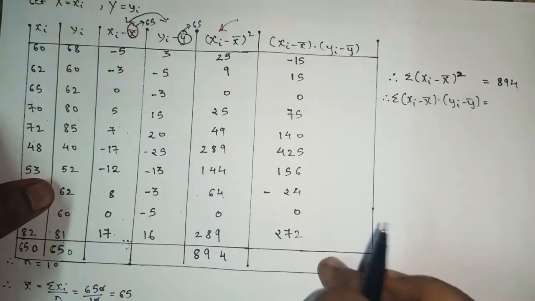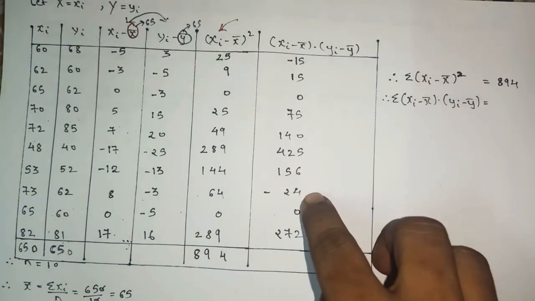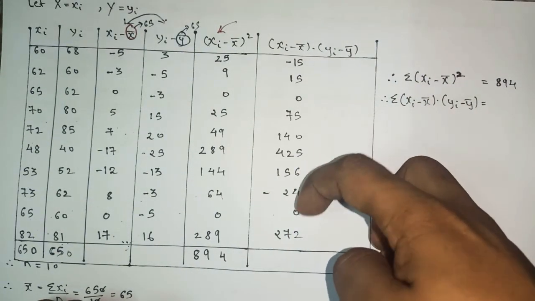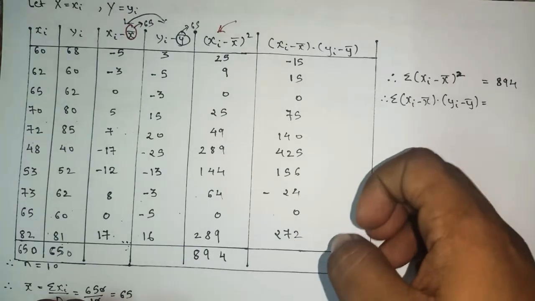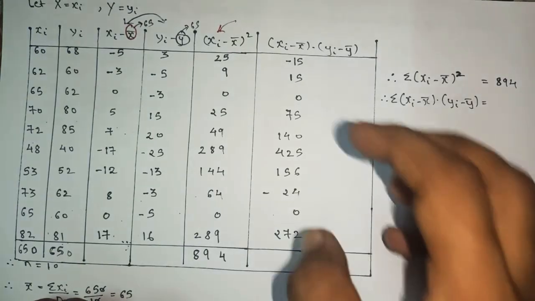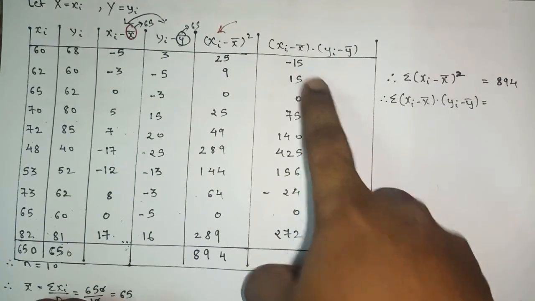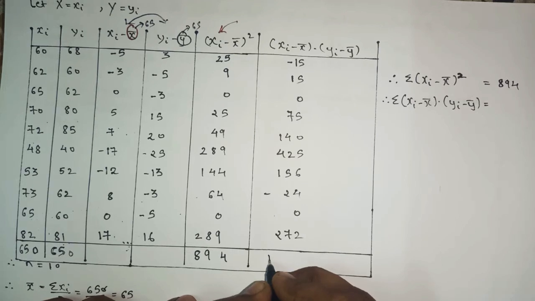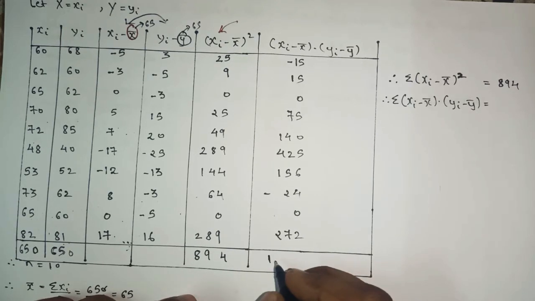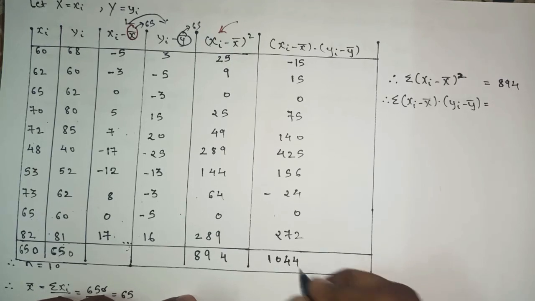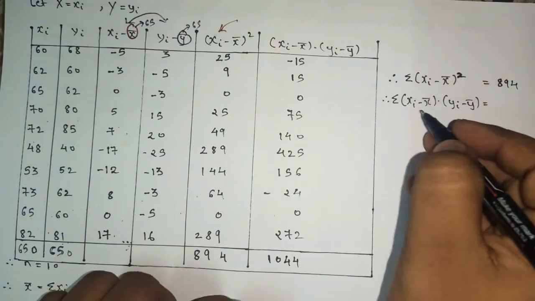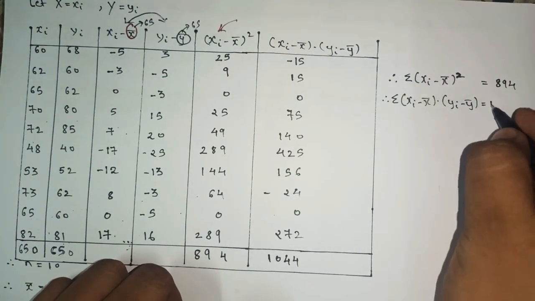Now the last part. When you check, some values are positive and some values are negative. So first add the positive values, and then subtract from it the negative values, minus 24 and minus 15. Here I will directly write the answer as I already calculated it. So 1044 is the answer. The total of this will be 1044.